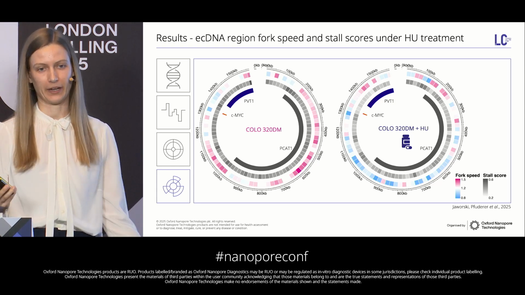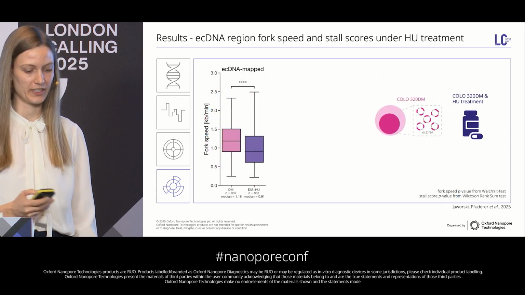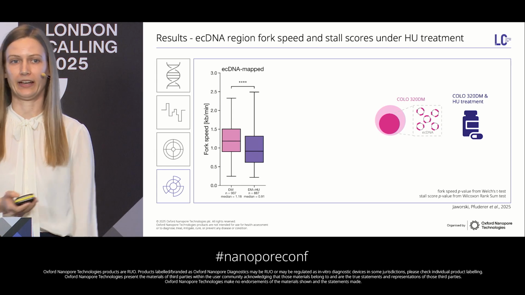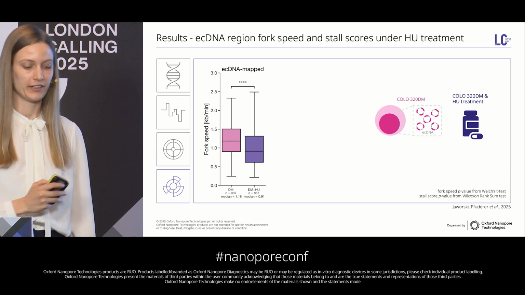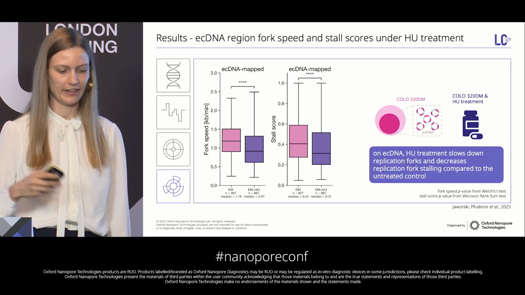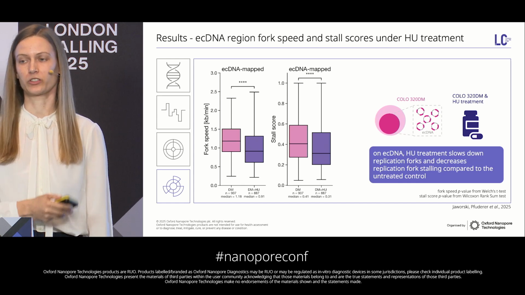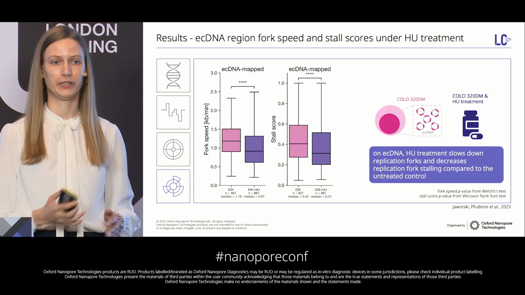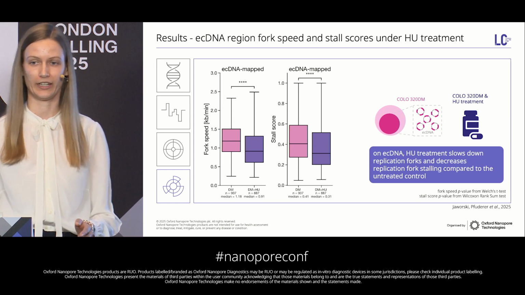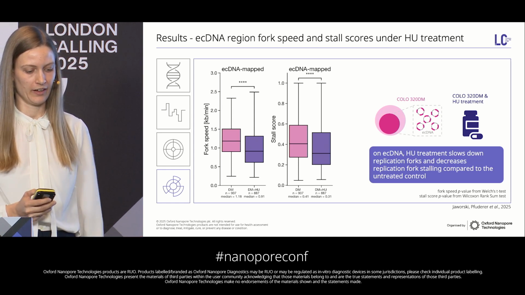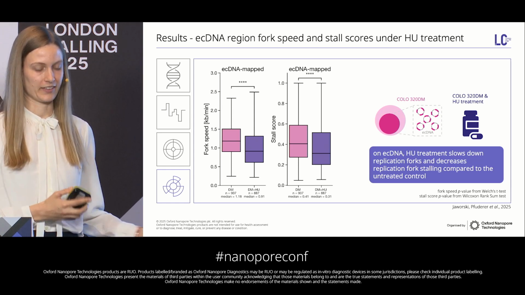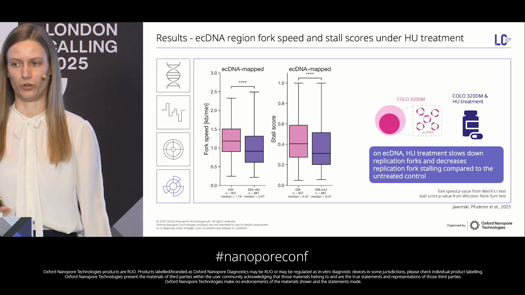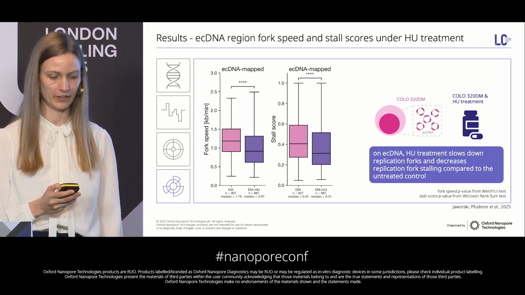And of course, we then wanted to quantify this. So we see that under HU treatment, as expected, the replication forks did slow down. And this is unexpected. We also saw less stalling. Previously, it was not possible to really differentiate between slower fork progression and stalling due to a lack of methods. But now we can really say that it's slower forks, but not more stalling caused by hydroxyurea.